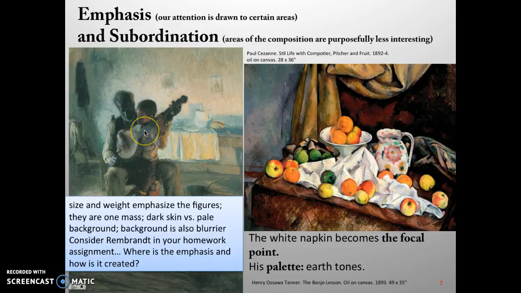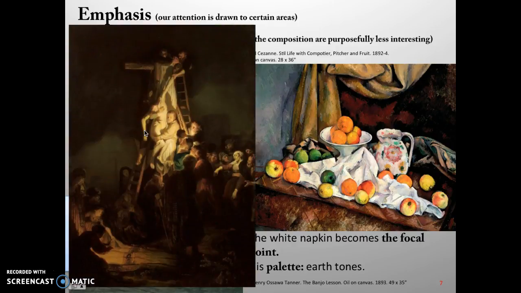Remember this piece from your homework? Think about the sense of emphasis that Rembrandt was creating. He wanted us to focus on Christ being taken down from the cross.